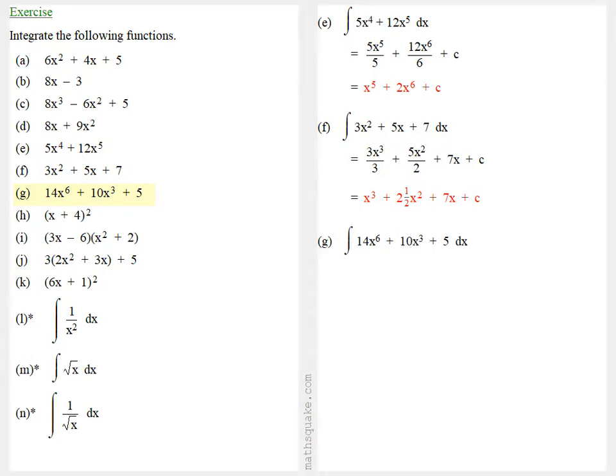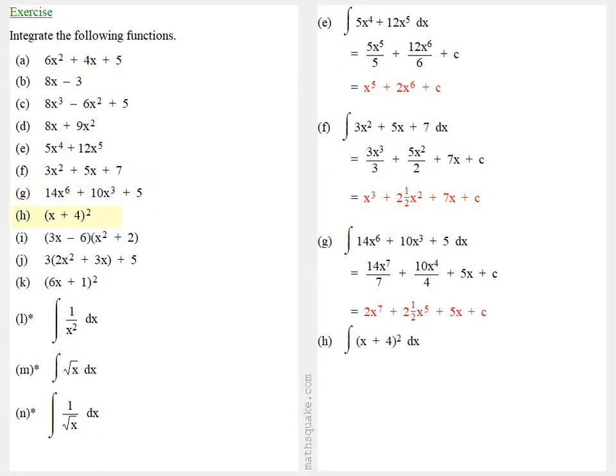In part G, we're integrating 14x to the power 6 plus 10x to the power 3 plus 5 dx. So 14x to the power 6 becomes 14x to the power 7 over 7. 10x to the power 3 becomes 10x to the power 4 over 4. And 5 becomes 5x. Again, add c. And so that simplifies to 2x to the power 7 plus 2.5x to the power 4 plus 5x plus c.